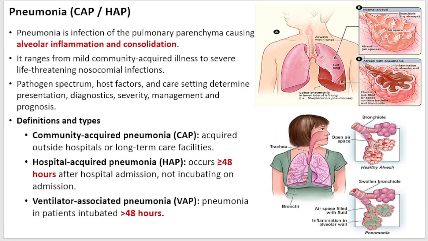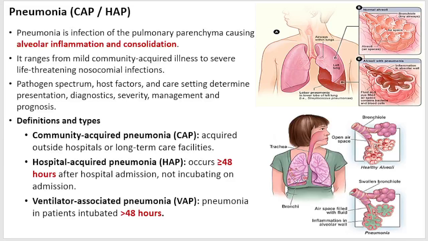It causes inflammation in the alveoli and leads to consolidation, meaning the air spaces are filled with fluid and pus. Clinically, this can range from a mild illness in the community to a life-threatening infection acquired in hospitals. The way pneumonia presents and how we manage it depends on three key factors.